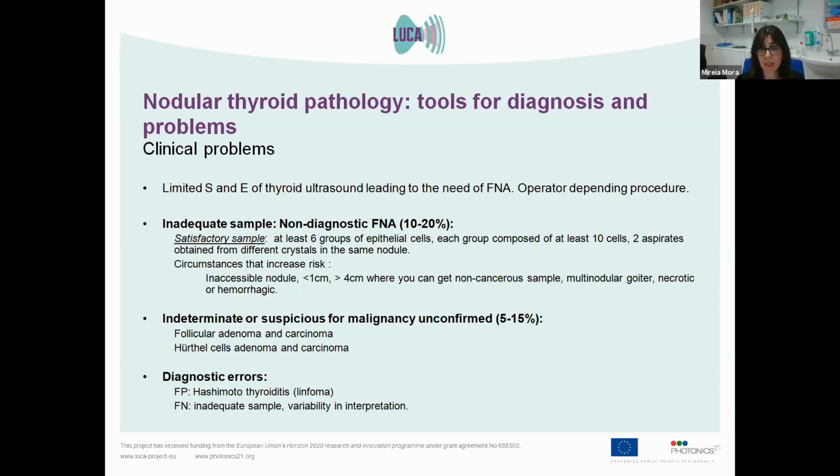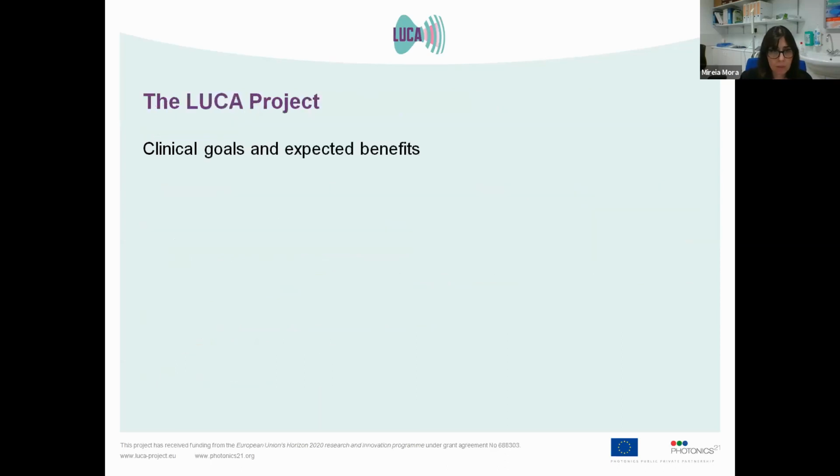Between 5 and 15% of cases will be diagnosed as Bethesda 4, in which we cannot differentiate between adenoma and carcinoma. And also we have some diagnostic errors. So, for example, some false positive diagnostic errors in which you are diagnosing lymphoma in a situation that is a thyroiditis. This is not really frequent, and also variabilities in interpretation can produce false negative diagnostic errors.